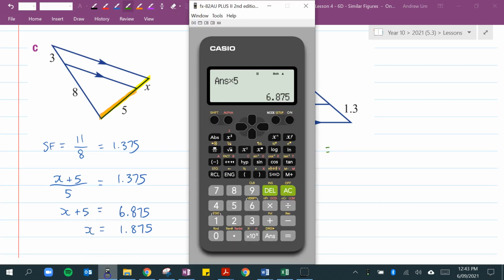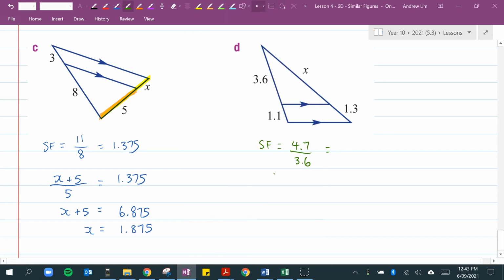Okay, let's see what that's equal to. Let's just leave it as a fraction, 47 over 36. Now we can do the other one, the longer one over the shorter one. So in this case we have x plus 1.3 over the shorter corresponding side of x is also going to equal 47 over 36.